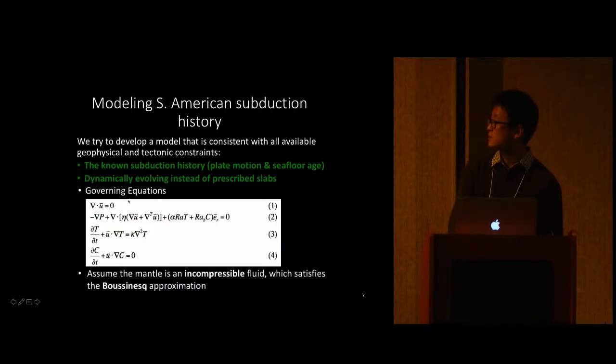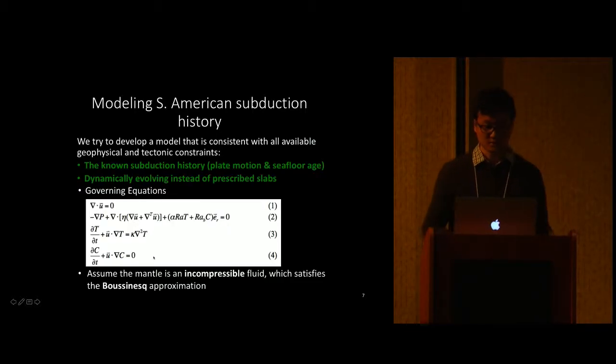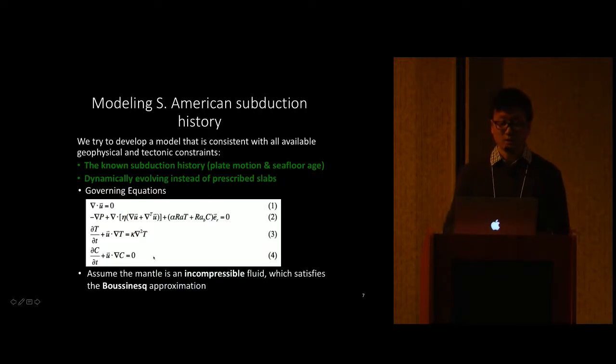They are conservation of mass, conservation of momentum, conservation of energy, and conservation of composition. In order to simplify the equations, we assume the mantle is incompressible and satisfies the Boussinesq approximation, which means the density drives the mantle convection.